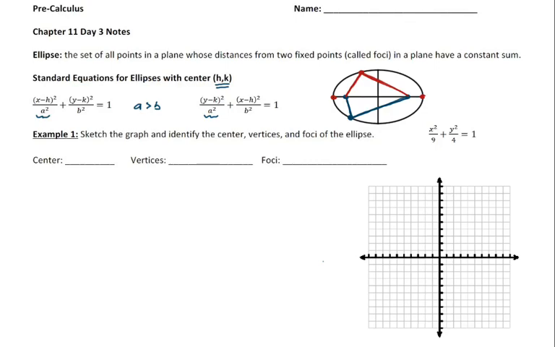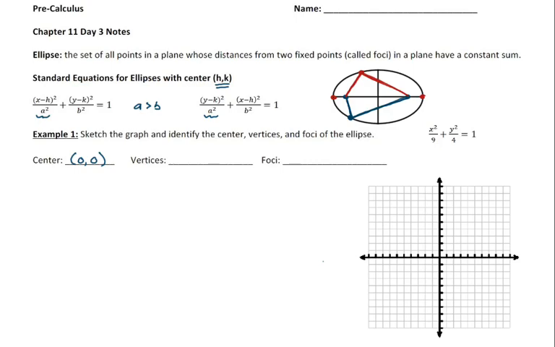So for the first example here, we are given an equation of an ellipse and we're asked to identify the center, vertices, and foci and sketch the graph. The first thing I like to do is identify the center. So I look at the equation and see that it's just x squared and y squared. Nothing is being added or subtracted to x or y. So I can say the center is going to be (0, 0).